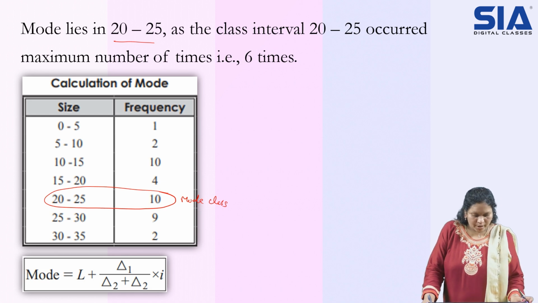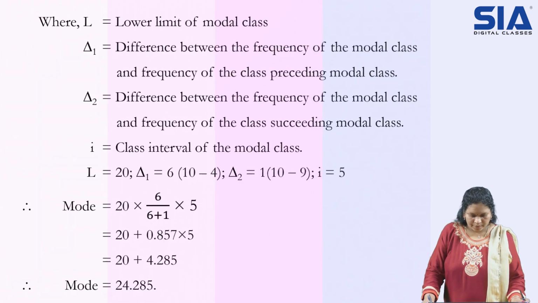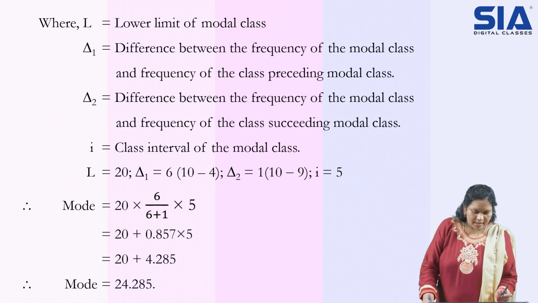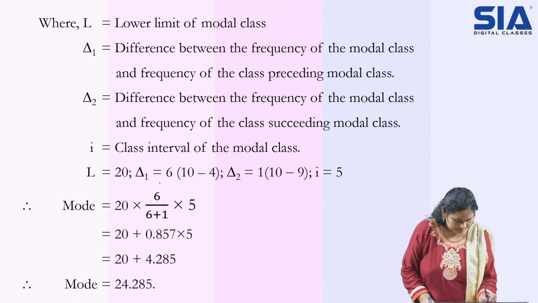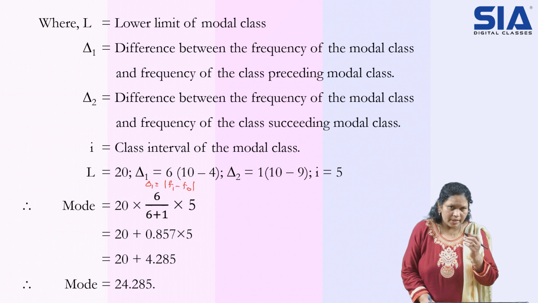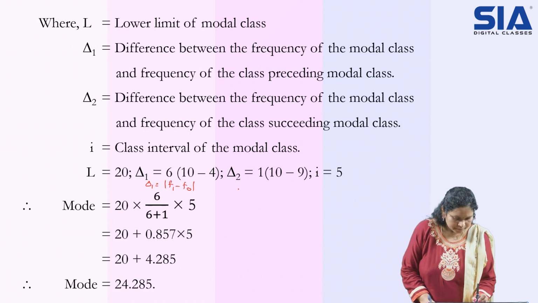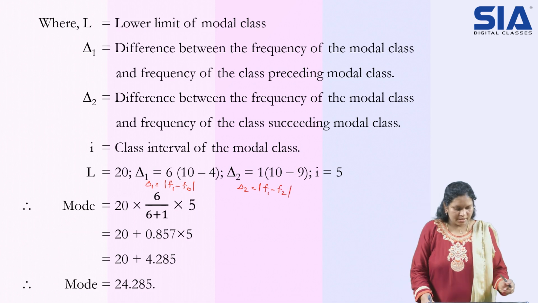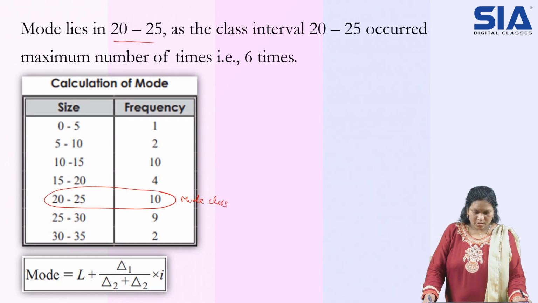So to identify delta 1, let us go to one more slide and here we'll check out the formula. To get delta 1, the formula is mod F1 minus F0, that is delta 1. I'll explain in the table. Next, delta 2 is mod F1 minus F2. Now let us discuss this one. In the table, let us go back.